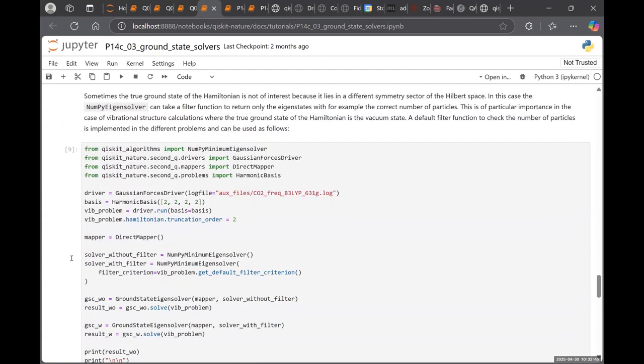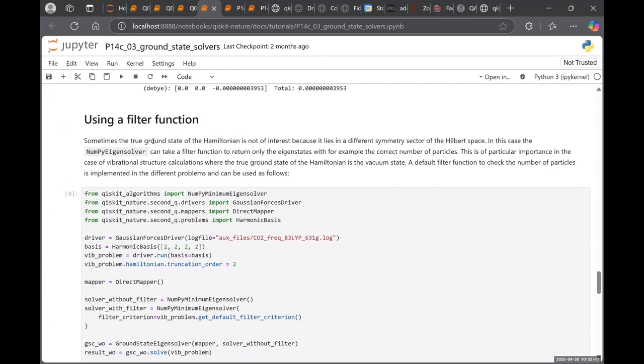Okay, the next final part here is using a filter function. It says sometimes the true ground state of the Hamiltonian is not of interest because it lies in a different symmetry. In this case, the NumPy eigensolver can take a filter function to return only the eigenstate with the correct number of particles.